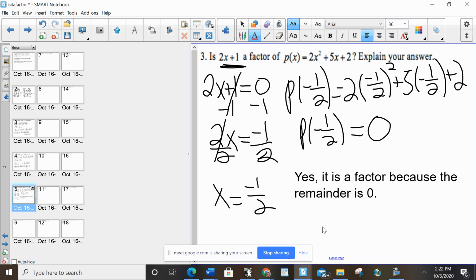It's either yes, it's a factor because the remainder is 0, or no, it's not a factor because the remainder is not 0. And again, to find the remainder, you are putting the opposite of what you're dividing by into the function. And if it's not just x plus or x minus something, then I'm setting that value equal to 0 to determine what I'm substituting in.